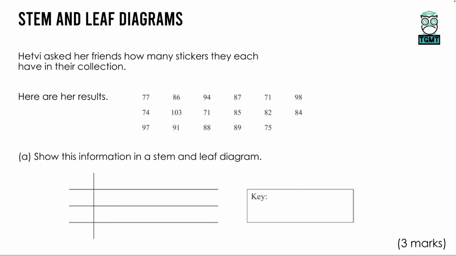It looks like the smallest is in the 70s. So we'll start this off with a 7 for numbers in the 70s. We'll then have numbers in the 80s, 90s and 10 for numbers in the hundreds.